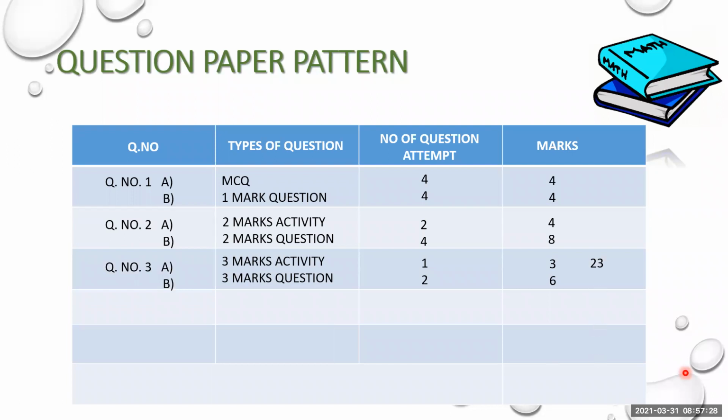And next, question number 4, a 4 mark question, 2 you are supposed to attempt, and you will get 8 marks. And question number 5, a 3 mark question, 1 question you have to attend, and you will get 3 marks.